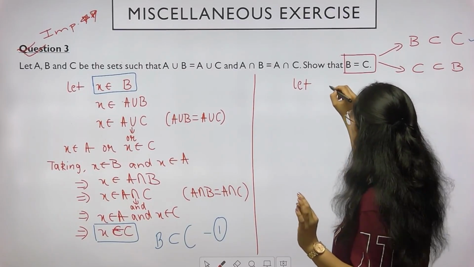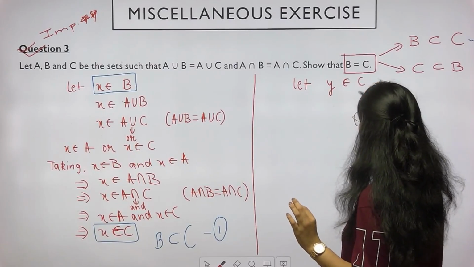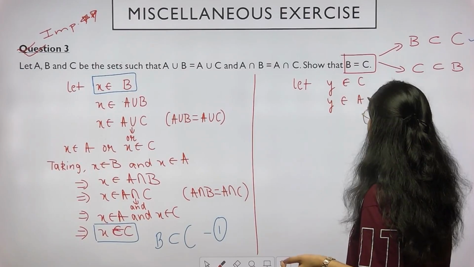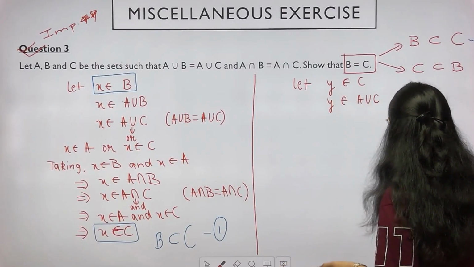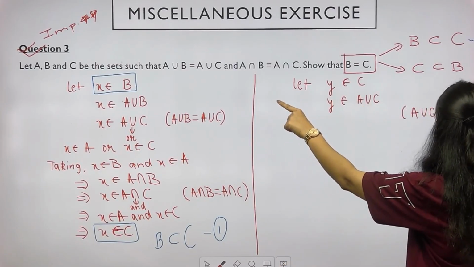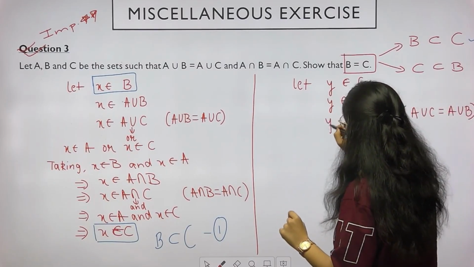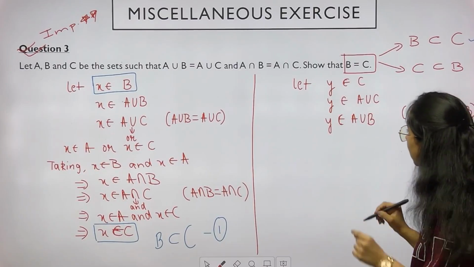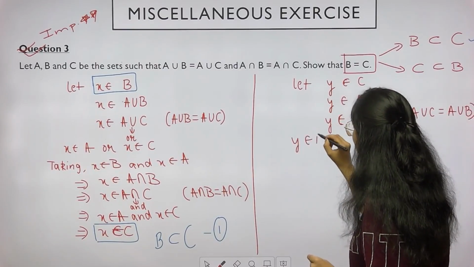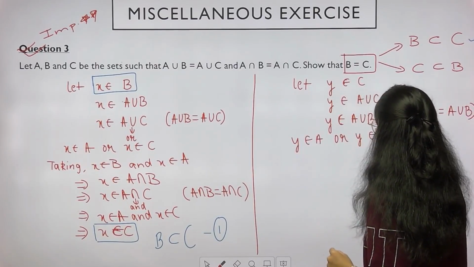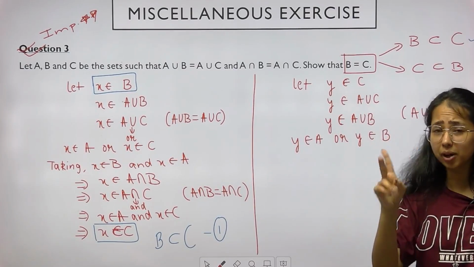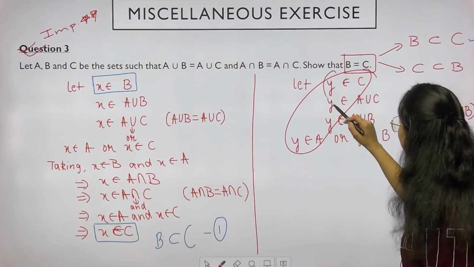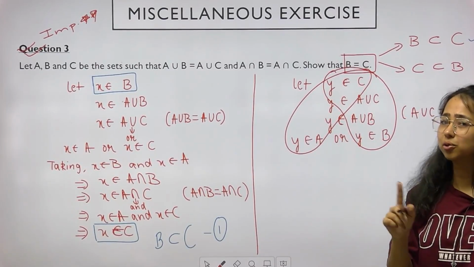Now we'll take an element Y which belongs to set C. Okay? If Y belongs to C, then Y also belongs to A union C. Now according to the question, A union C is equal to A union B. Now Y belongs to A union B. Okay? Now again we have two things. Y belongs to A or Y belongs to B. Now here we have again two conditions. If Y belongs to C, then Y belongs to A, or if Y belongs to C, then Y belongs to B.